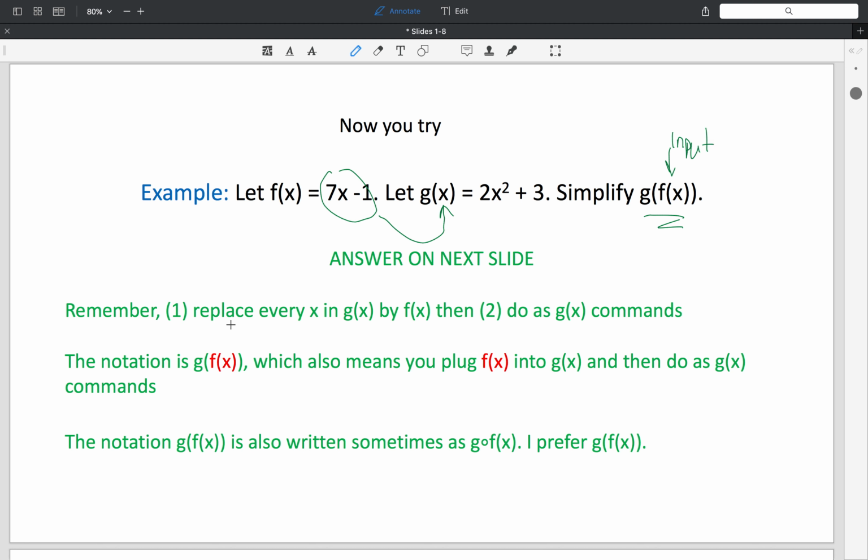A couple things to keep in mind. This tells you to replace every x in g of x by f of x, then do as g of x commands. And this notation, g of f of x, that's what we use, and that also means you first plug in f of x into g of x, and then do as g of x commands. And this notation is sometimes written as this with a little circle in there. I prefer this notation, but our book and WebAssign use this one, so we'll use that one too. Okay. So again, pause, work on this, and then meet me on the next slide.